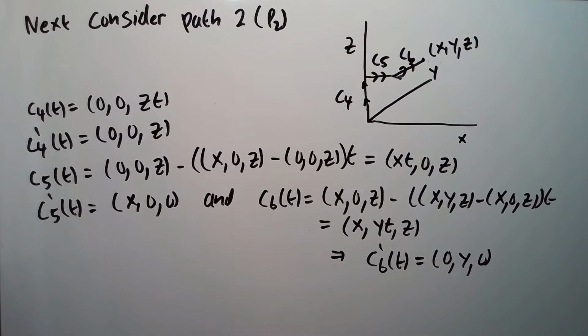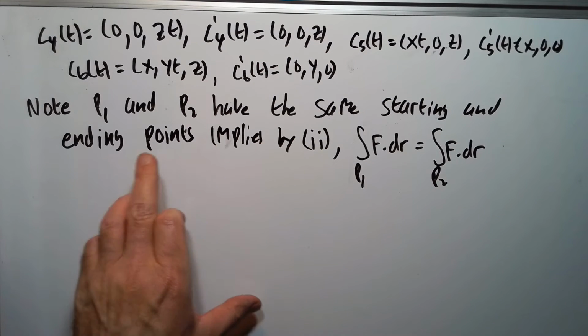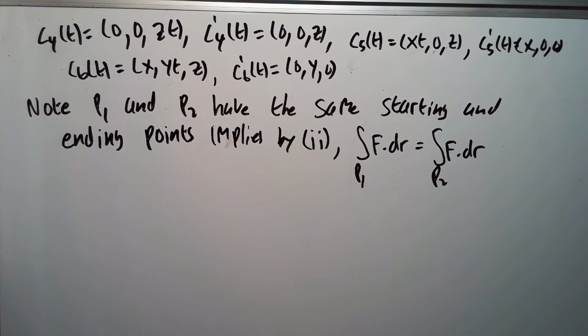Okay, so let's keep going. So note here, P1 and P2, the two paths, they both start at the origin and they go up to the point x, y, z. So the same starting point and ending points. So by 2 then, the line integrals over these two paths should be the same. Okay, so make that observation. So let me erase this now.